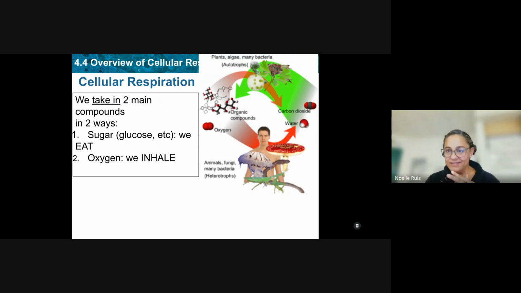We take in sugar. So we take in glucose by eating it. There are other sugars as well, but those more compound sugars get broken down into the glucose molecule. It's the simplest. And then oxygen, we inhale it.